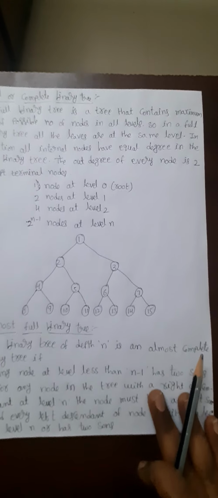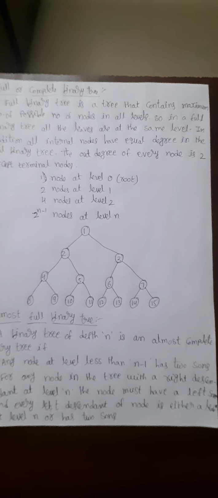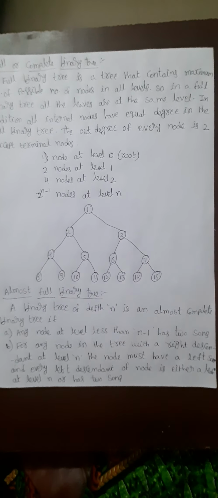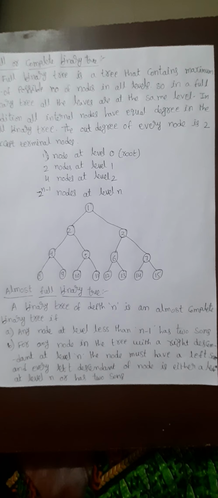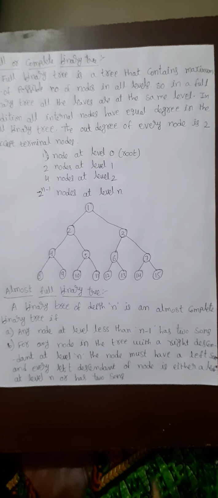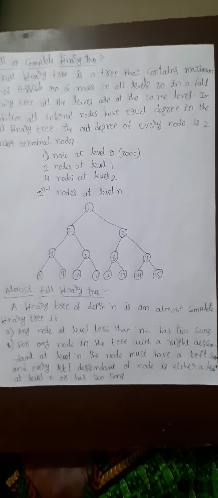And next, the almost full binary tree. What is meant by an almost full binary tree is, a binary tree of depth n is almost complete if any node at level less than n minus 1 has 2 sons. And the next one is, for any node in the tree with a right descendant at level n, the node must have a left son, and every left descendant of the node is either a leaf at level n or else it may have 2 sons.